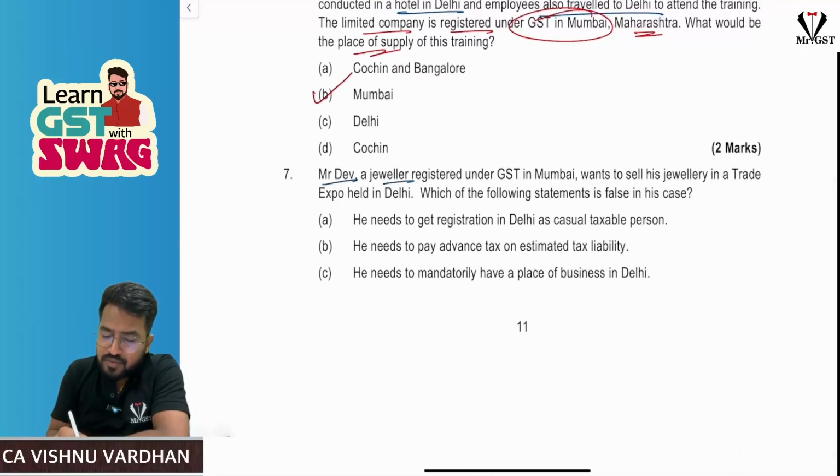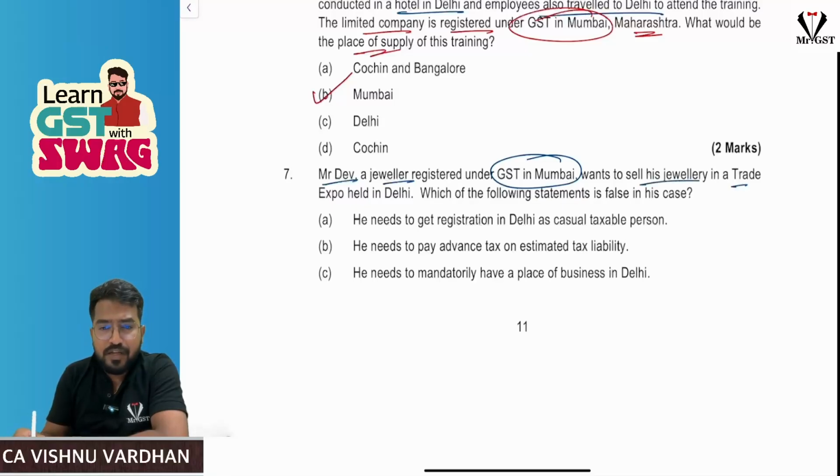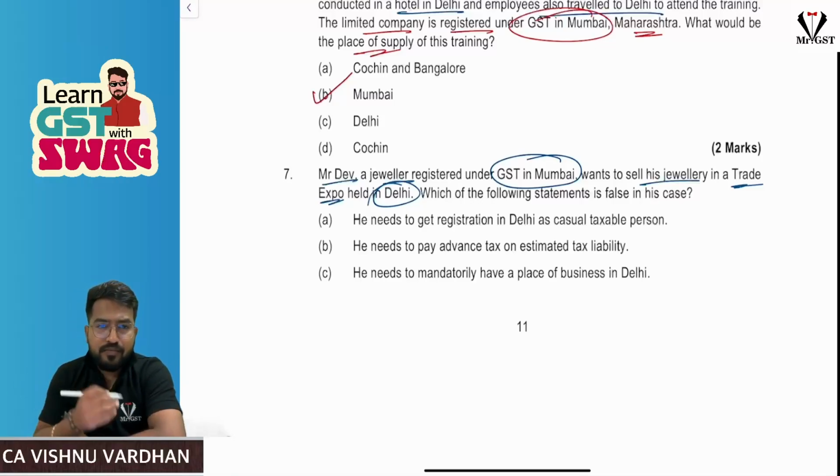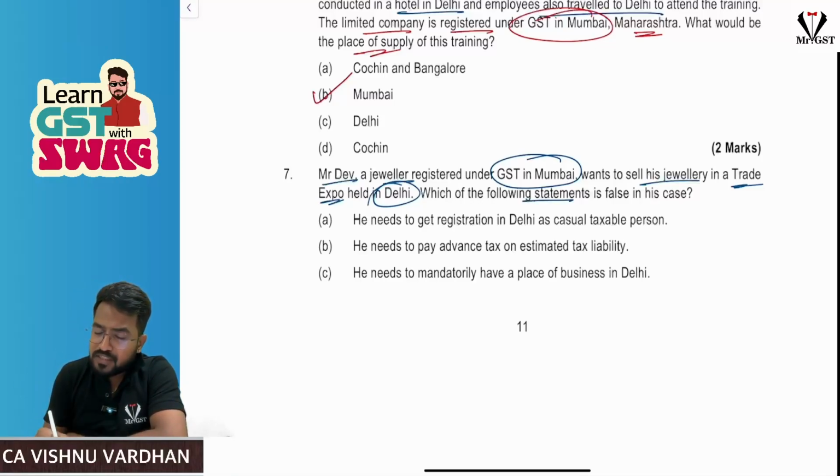Mr. Dev, a jeweler registered in GST in Mumbai, wants to sell his jewelry in a trade expo held in Delhi. So he's going to Delhi for the trade expo. Now, sir, which of the following statements is false? Here you should be careful with these types of statements, because sometimes they will say false, sometimes they will say which is not false. So in such cases you should be extra careful. The question is which is a false statement.